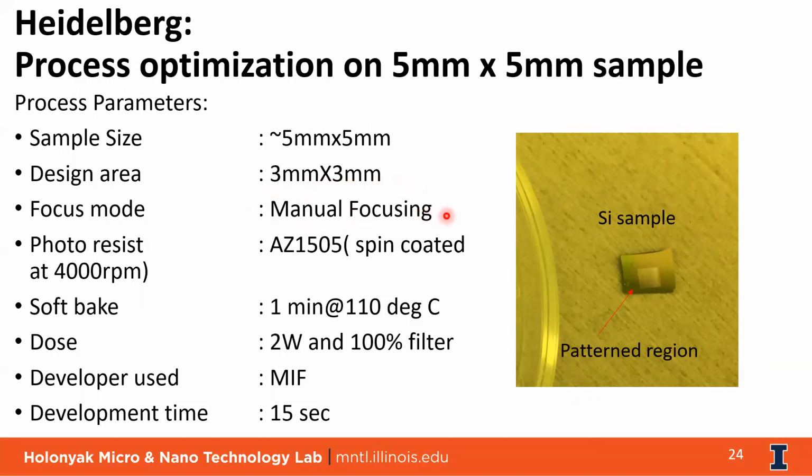The problem of using a smaller substrate in the Heidelberg is that the system has something called automatic focusing. The moment you load your wafer, it automatically focuses on the surface and does the writing. But if your sample is less than 10 mm in area, the system cannot detect your sample automatically. So in that case, we need to use manual focusing. This process was achieved by using the manual focusing method. And these are the other exposure and development parameters.